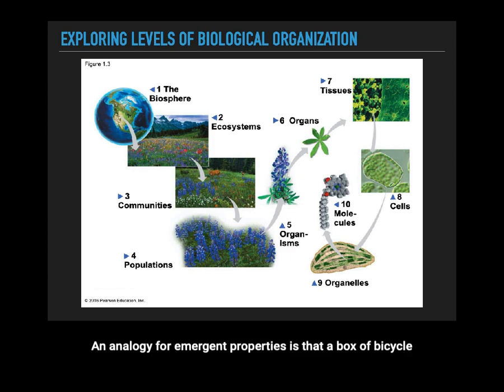An analogy for emergent properties is that a box of bicycle parts won't get you anywhere. A functional bicycle emerges only when all the necessary parts are connected in the correct way. We'll see a lot of examples of emergent properties over the course of this semester.